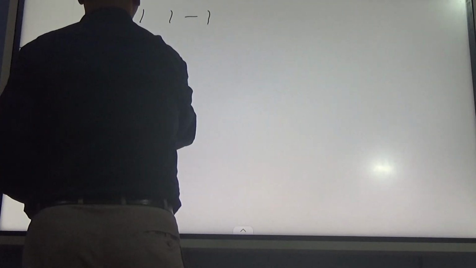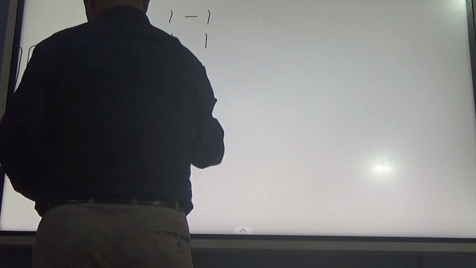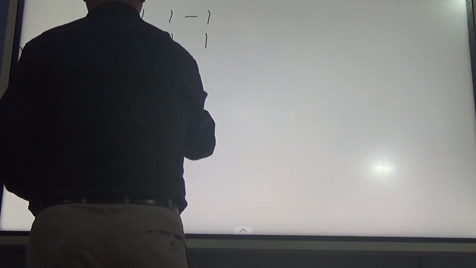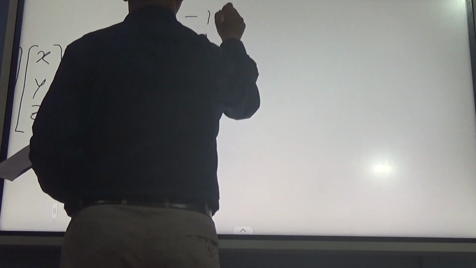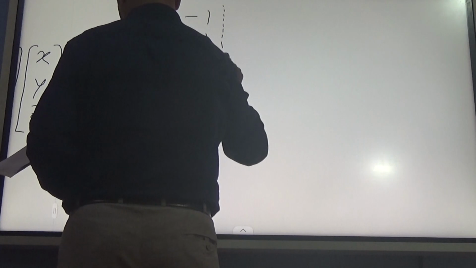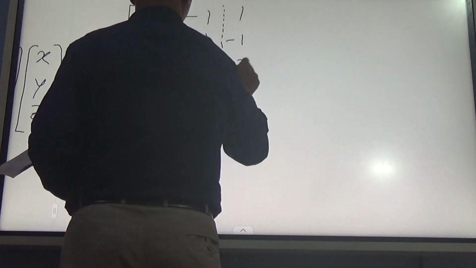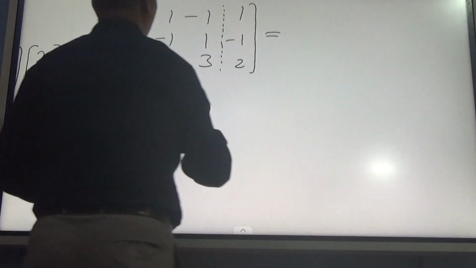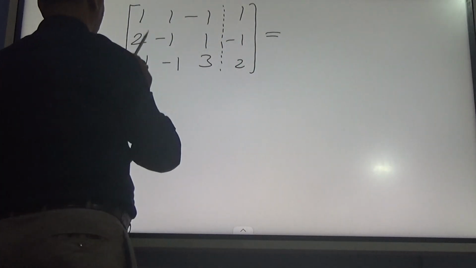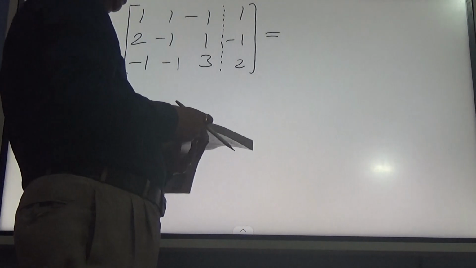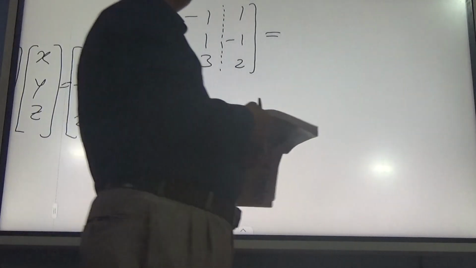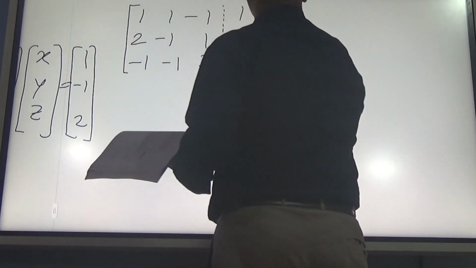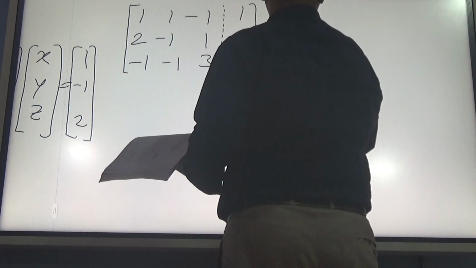as 1, 1, minus 1, 2, minus 1, 1, minus 1, minus 1, 3, 1, minus 1, 2. So somehow you want to make this, this and this 0. Fortunately, what we have got? Fortunately the examples taken is very simple.